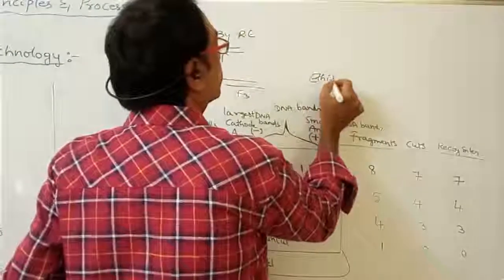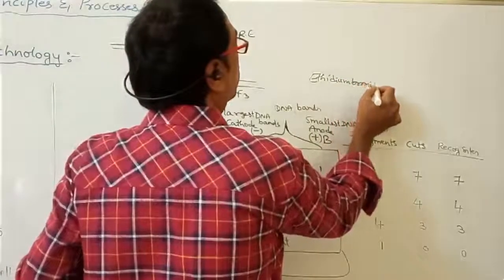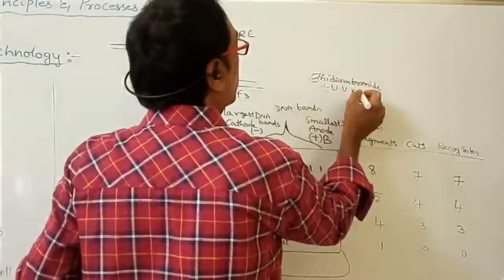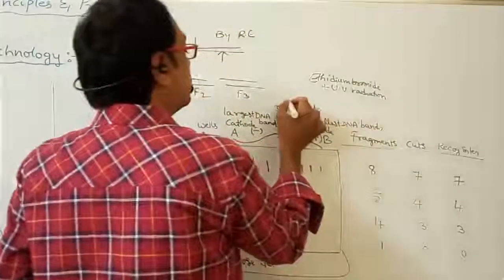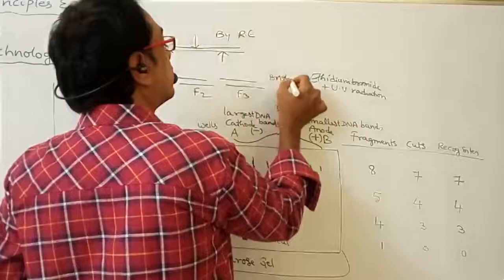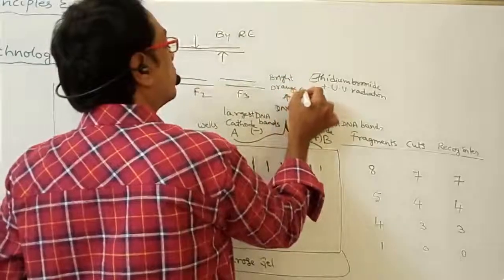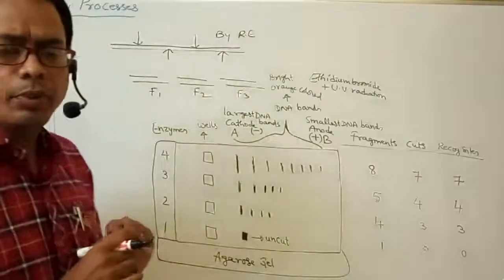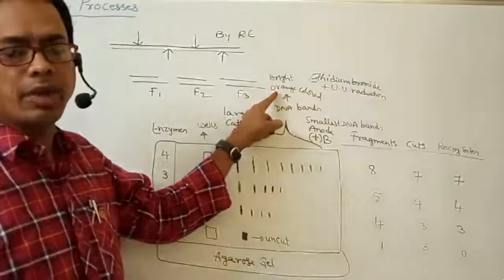What is that? Ethidium bromide. And then we have to use ultraviolet radiation. And then these DNA bands will appear in bright orange color. Bright orange colored DNA bands.